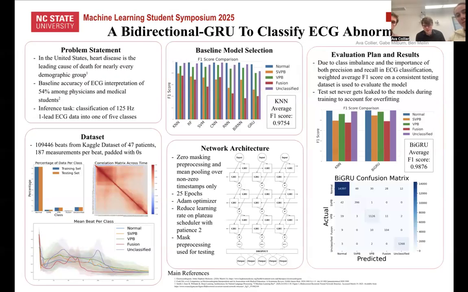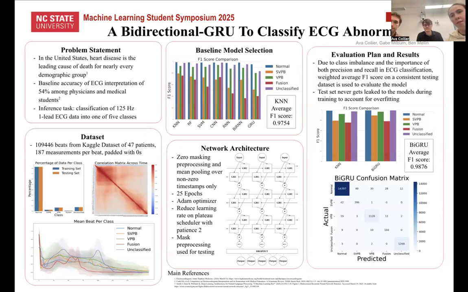As for comparisons to the baseline and their evaluation procedure, we can see that across each class, the F1 score of the bidirectional GRU was higher. And then overall, the average weighted F1 score was also higher. We can also see the confusion matrix there. So at least on our original data set, the bidirectional GRU was performing marginally better than the KNN.